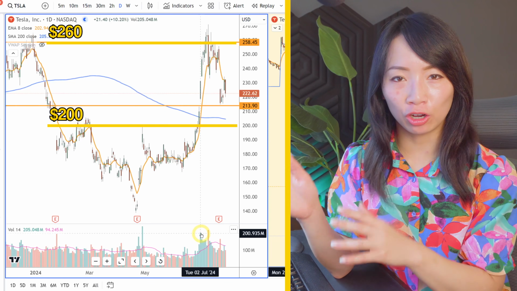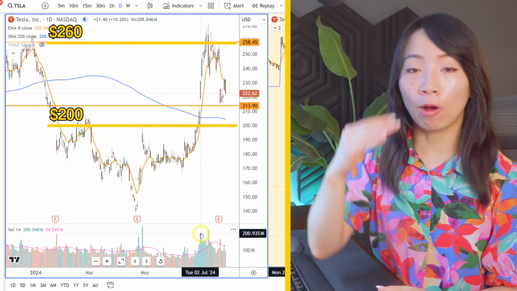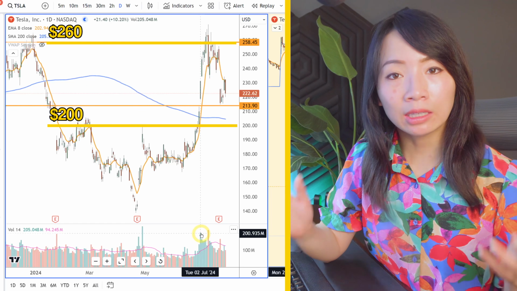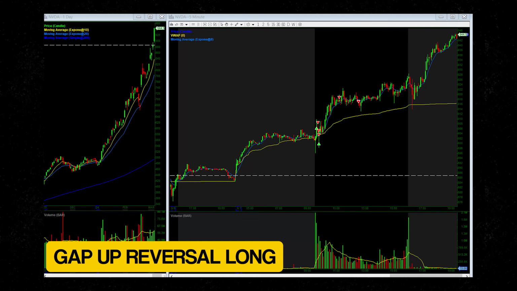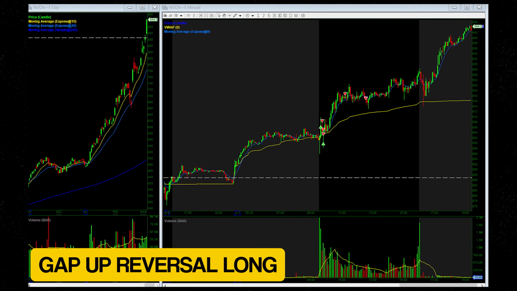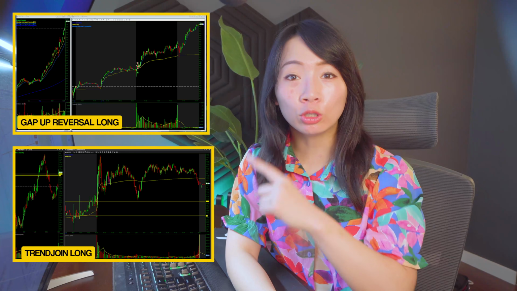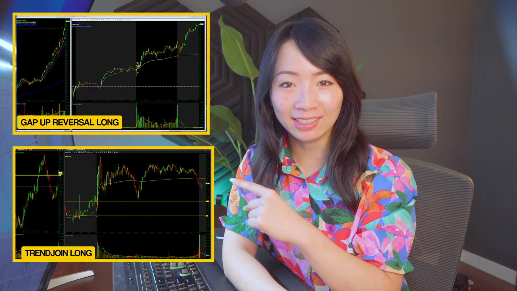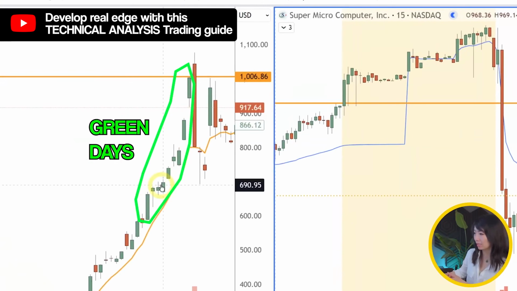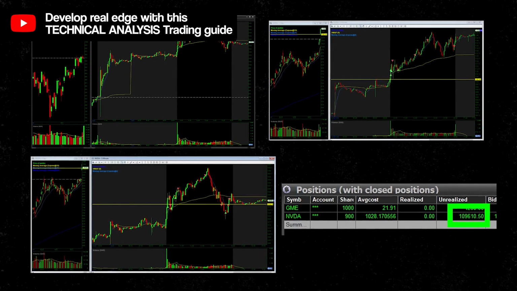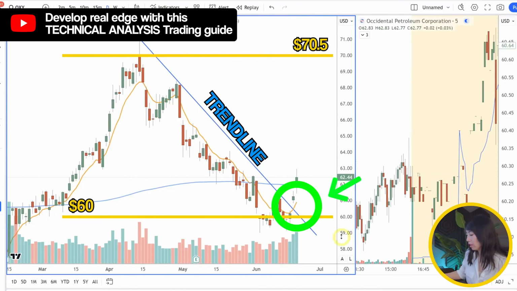And for these kind of large cap stocks, such as Tesla, they'll break out for multiple days and gap up multiple days. That's when I tend to apply either the gap up reversal long strategy or the trend join long strategy. These two strategies kind of work hand in hand, and they work perfectly on multi-day breakouts. I've made multiple videos on these two strategies specifically on my channel before. So if you're interested in checking them out, I'll leave the links in the video description.